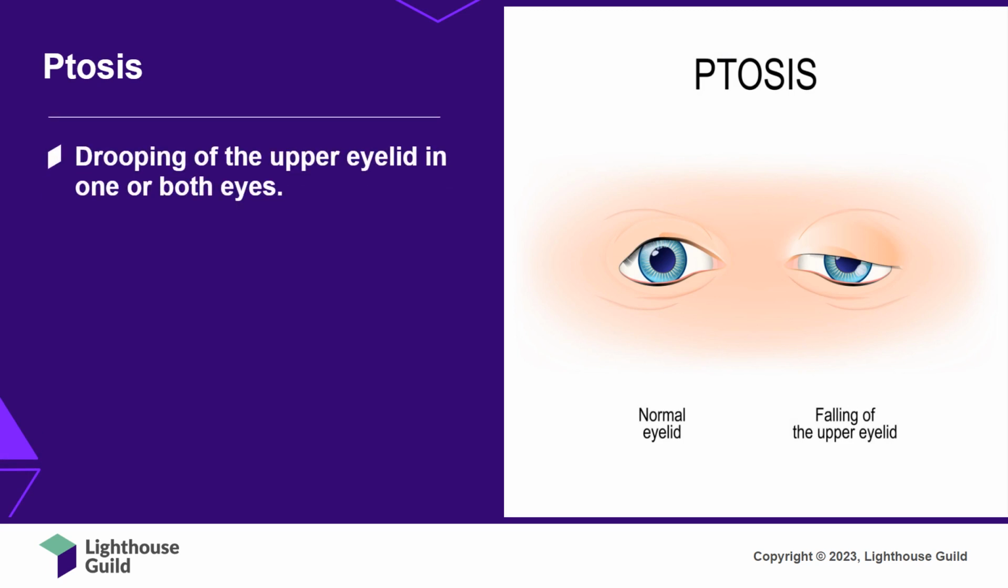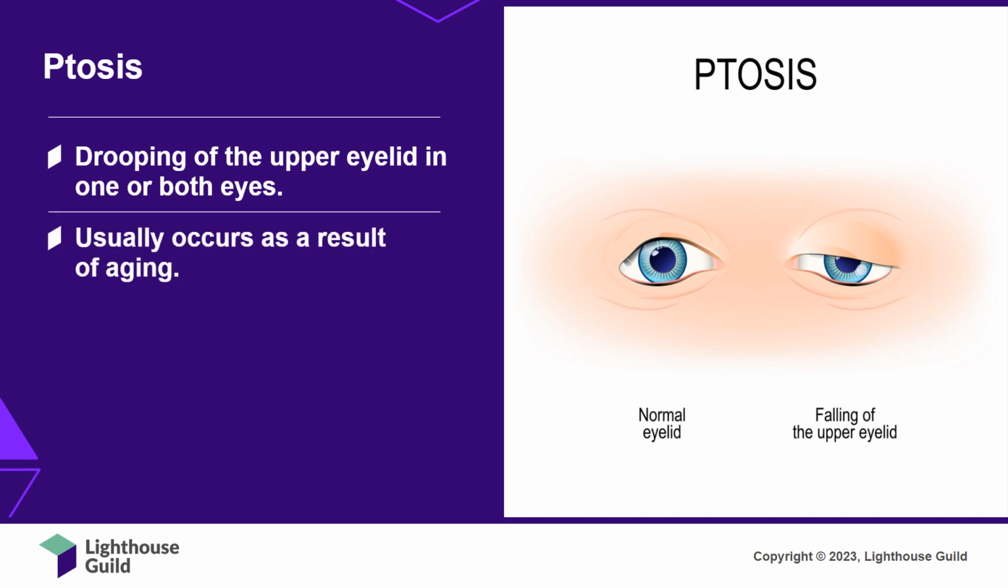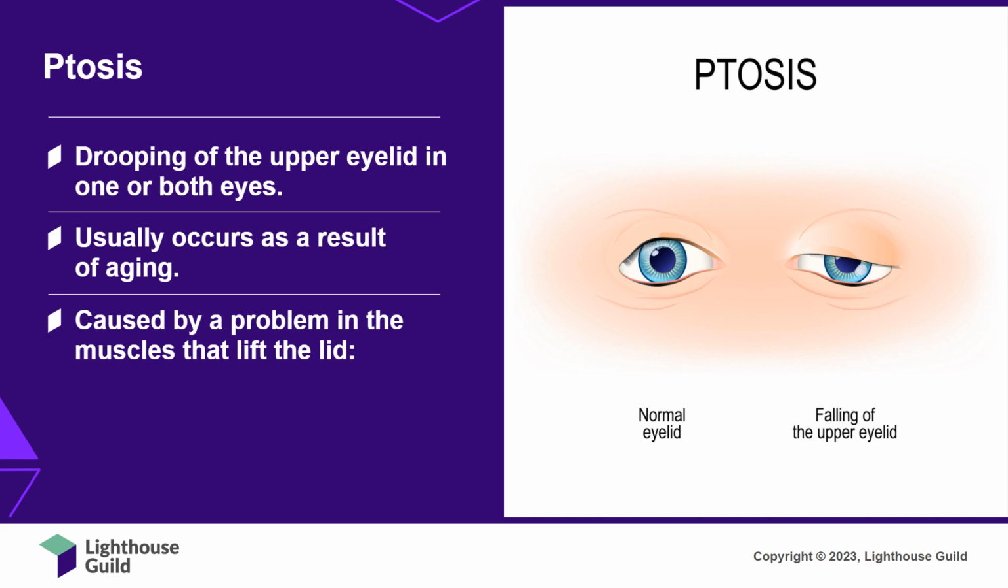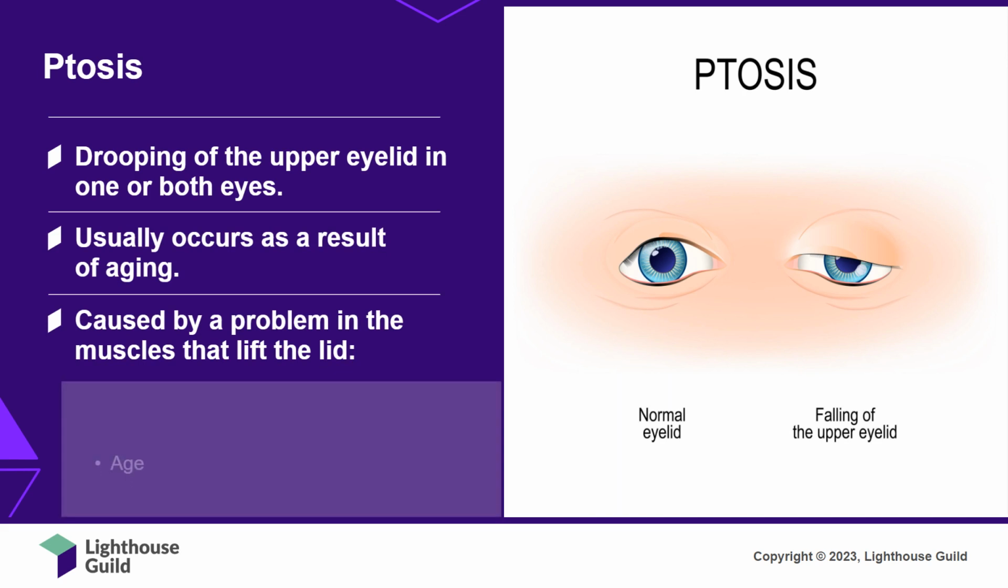Ptosis is drooping of the upper eyelid in one or both eyes. Although the condition can be present at birth, it usually occurs gradually and as a result of aging. It is caused by a problem in the muscles that lift the lid. For example, muscles that are weakened from age or excessive rubbing, or due to a nerve problem or trauma to the eye. Ptosis is generally not treated until it is severe enough to affect vision, and then surgery can lift the drooping lid or lids.